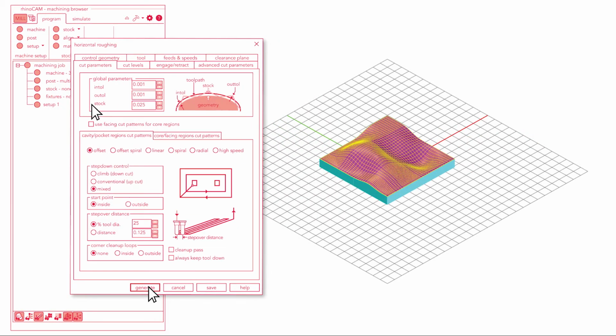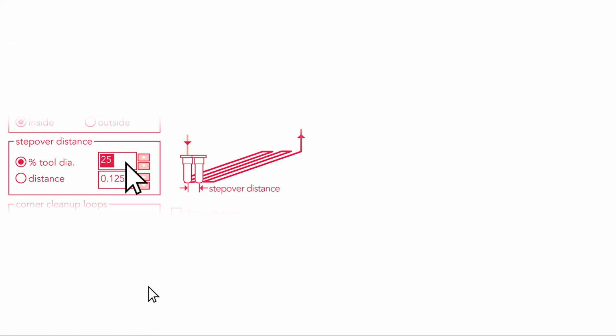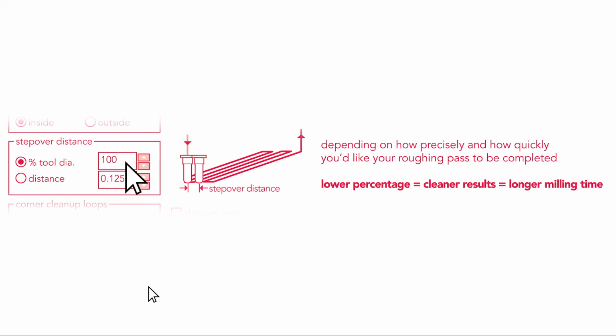Under cut parameters, you can set the step-over distance between 25% and 100% depending on how precisely and how quickly you'd like your roughing pass to be completed.